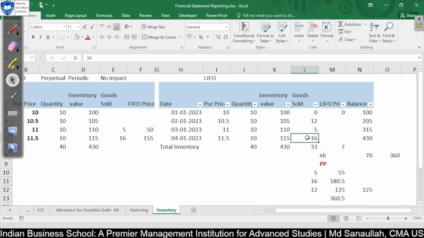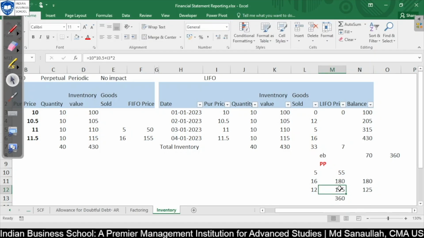And then if you sold 16 quantity on 4th June, here he will consider this price first, 16, 10 into the latest price 11.5, plus what else. Here we have already sold 5 quantities, so from here we can take only 5 into 11, plus what else. He will jump to here, where we have already sold. Like this, he will jump back to the latest price, 1 into 10. So this will be the correct price, 180.